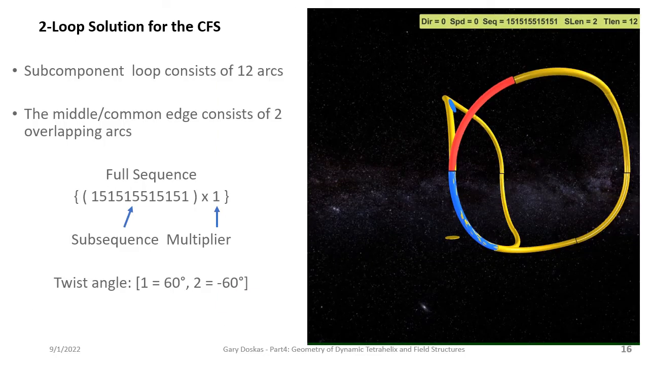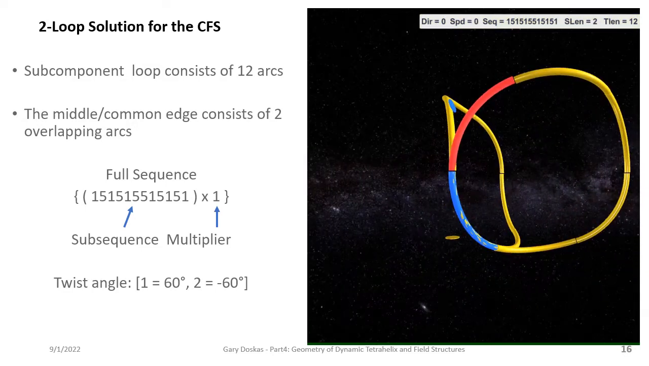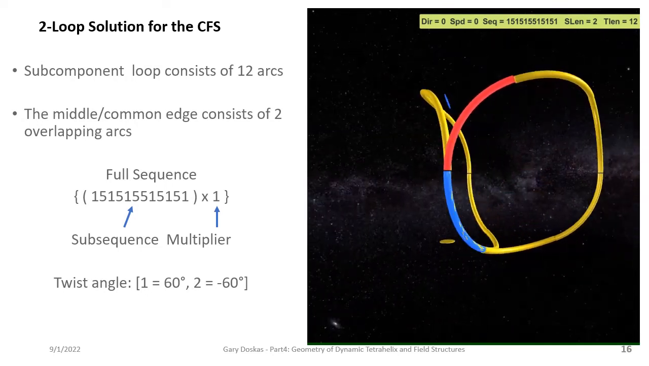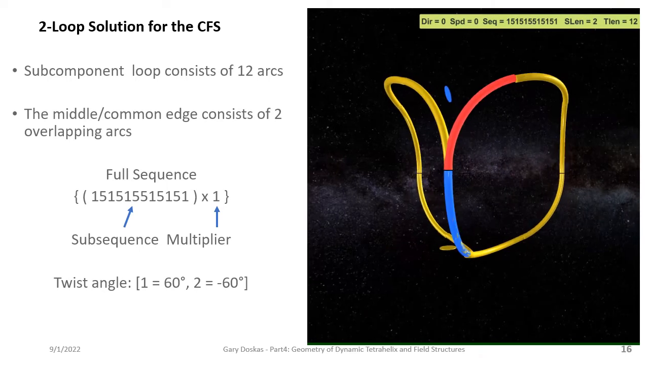2-loop solution for the CFS. The subcomponent loop consists of 12 arcs. The middle/common edge consists of 2 overlapping arcs. This is the full sequence for this subcomponent.